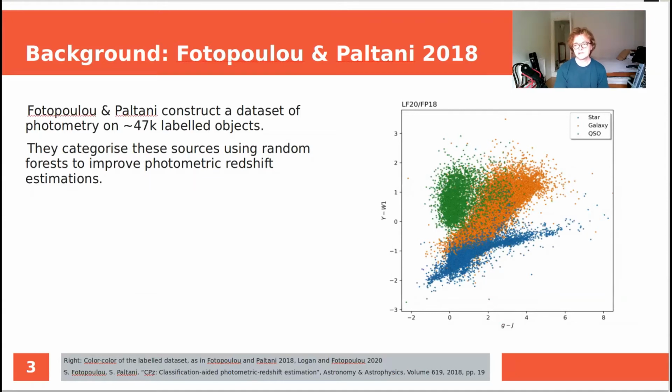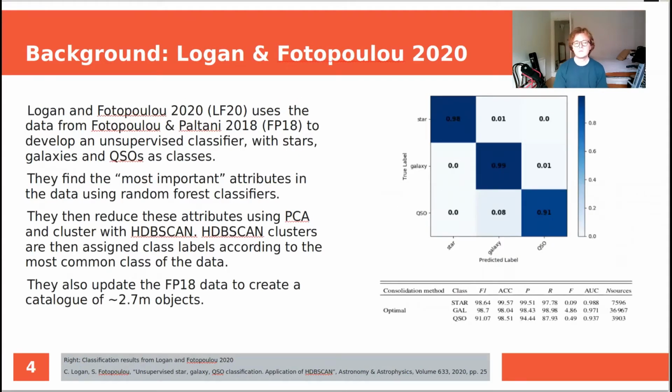The catalog we use as a fully labeled set was constructed by Fotopoulou and Paltani in 2018. They use random forest classifiers to split between different classes of astronomical objects to improve photometric redshift estimates. We also build upon the work of Logan and Fotopoulou in 2020. They use an unsupervised classifier pipeline based upon PCA and HDBSCAN to classify between stars, galaxies, and QSOs.